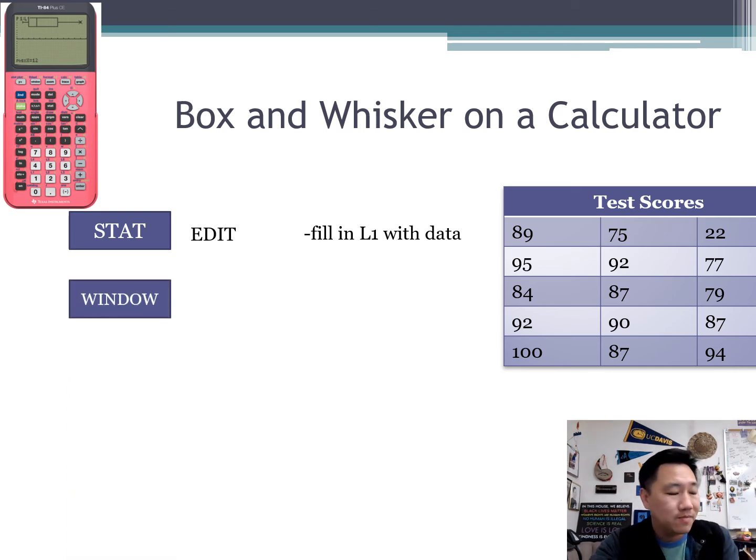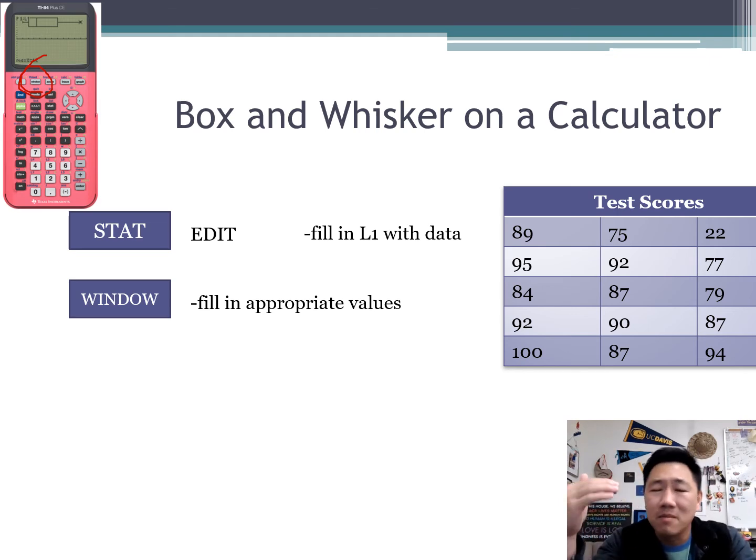Go to the window. The window button is up here. I can show you with this calculator. When you go to the window, you want to fill in the appropriate values, like the smallest x value. There's an x minimum and an x maximum. You just have to look for the smallest number, and then go a little bit less than the smallest number. The smallest number in this case is 22, so maybe make the x minimum equal to 20, so it's a little bit less.